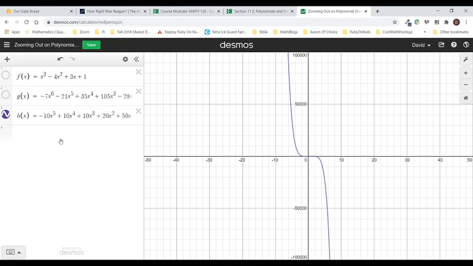In the next little video, we'll discuss algebraically why you only have to look at the leading term in order to see what's going on way to the left and way to the right.